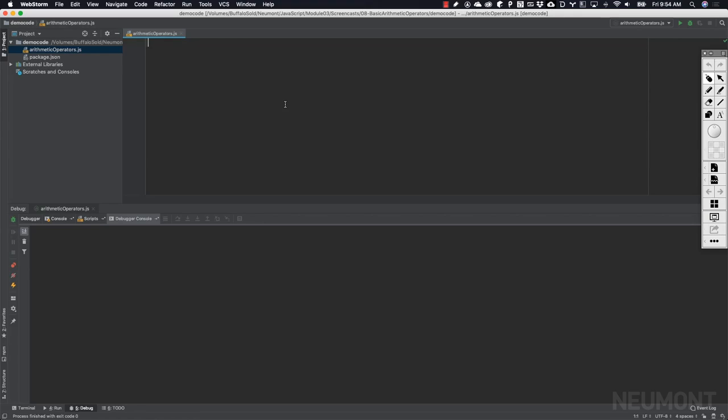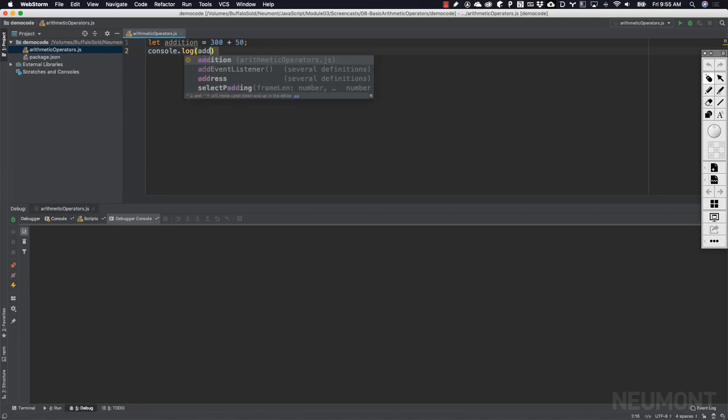Let's begin with the addition operator. This is your standard addition operator, and right here we're going to create ourselves a variable, do some addition, plug the results of that addition into our addition variable, and then spit it out to the JavaScript console so we can see the output. So let's do 300 plus 50, make sure we send it out to the console, and look at the results of that operation.